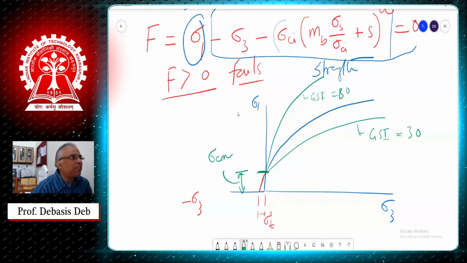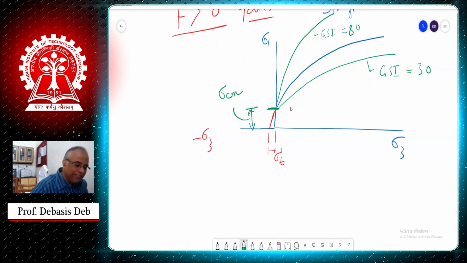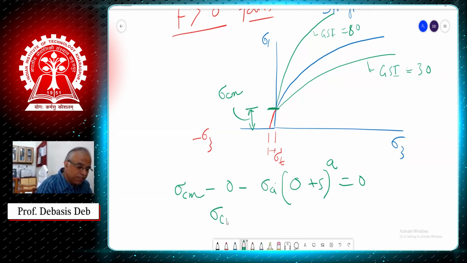Now if I put this one 0 in this equation, that is the point I'm trying to find. If I put that 0, what do I get? I get sigma 1, which I'm replacing by sigma CM. Then it will be 0 minus sigma Ci, this one will be 0 plus S power A, and this is 0. In other words, sigma CM will be sigma Ci into S power A.